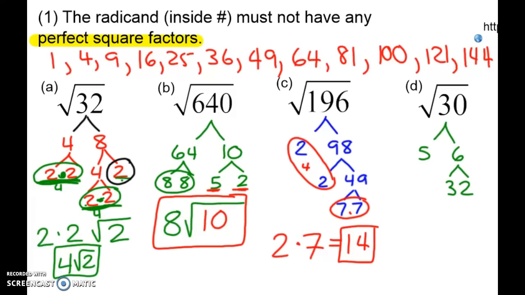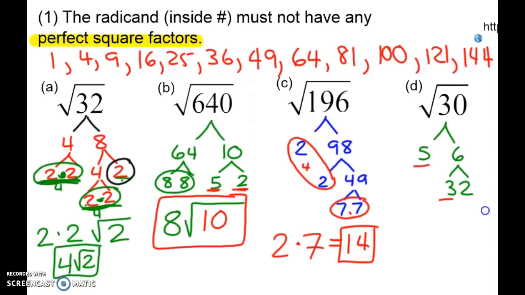And one thing you may not know, I only went up to 12 in my perfect squares. 196 is a perfect square. It's the perfect square of 14. And so if you don't memorize all your perfect squares, your higher ones at least, you're still going to be okay when you have to break these down, because things like this will happen, like letter C. Lastly, for letter D, something also happens. When I break it down, I get 5 and 6, and the 6 breaks down to 3 and 2.